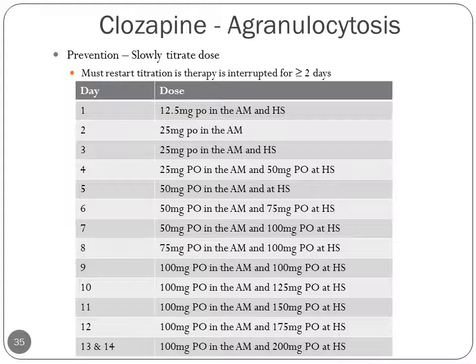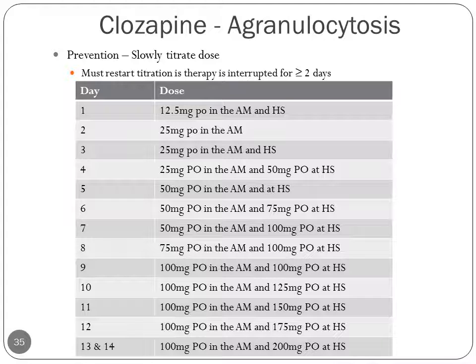This is a dose titration schedule, just an example that you can use, and using a slow dose titration helps prevent agranulocytosis. This is one that I prefer because I find that using doses higher than 100 milligrams in the morning tends to lead to too much sedation, but different drug resources will show you different titrations, and usually each facility has its own dosing procedure.